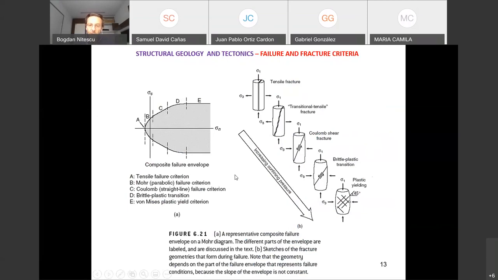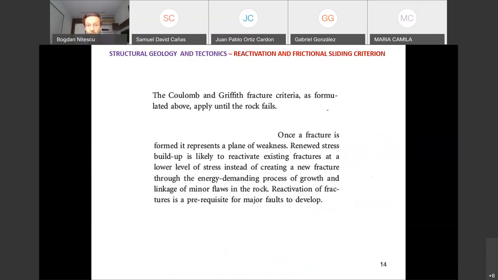All right. So these are failure and fracture criteria. I think that now we are finishing this part, which probably you found a bit challenging and boring, of rock mechanics. We'll still continue with a bit of it. There is a continuation to the story here. We developed fractures in a rock. Now, this rock is weakened. So let's see something that we call a reactivation and frictional sliding criterion.